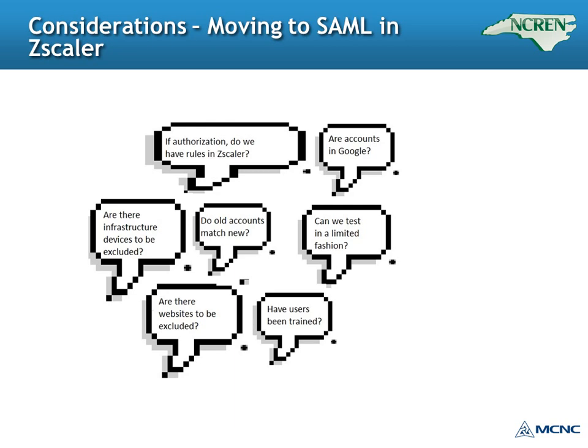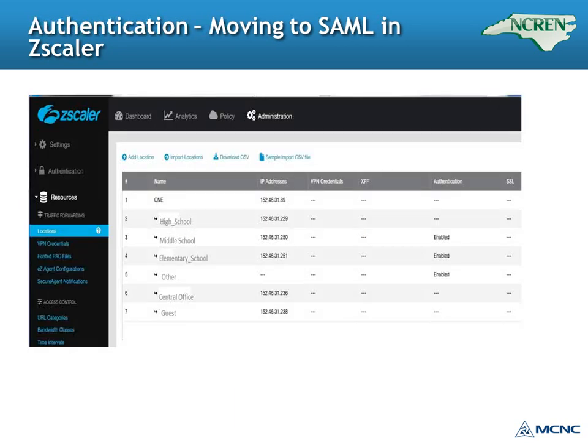Okay, how would you know if your users are doing authentication or not? Well, this is just a screenshot from a user interface. I think it was the lab. And you can see where we have a column for authentication. If you look in Zscaler under Administration, Location, and you see where there's a column populated with enabled, then you are doing authentication on site.